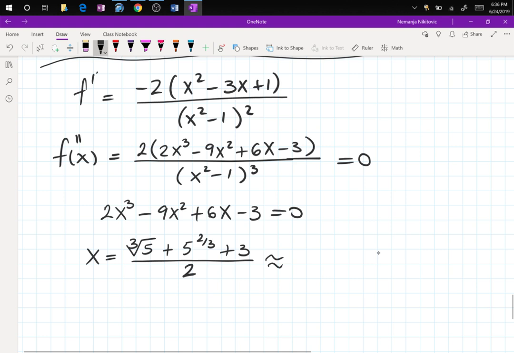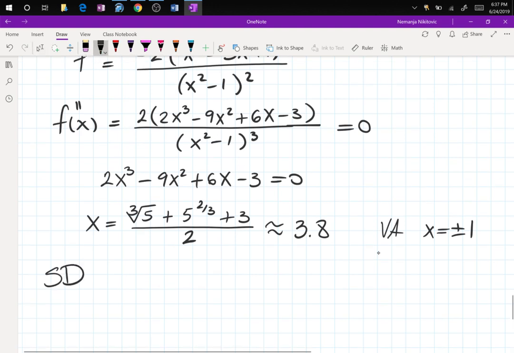So 5 raised to... Well, I can't calculate cube roots on my calculator. You raise it to 1/3. Plus 5 raised to 2/3. Plus 3. Divided by 2. So about 3.8. We still have two vertical asymptotes, x equals plus minus 1, for our partition.